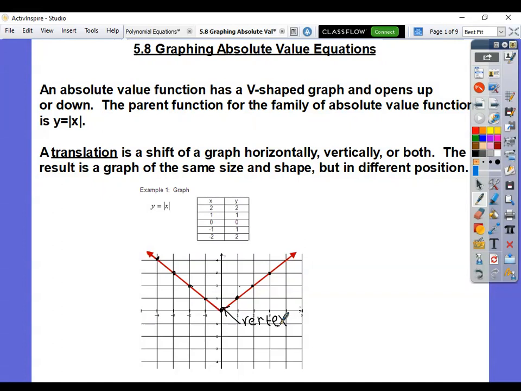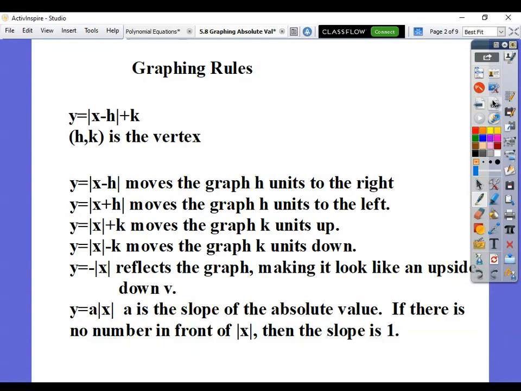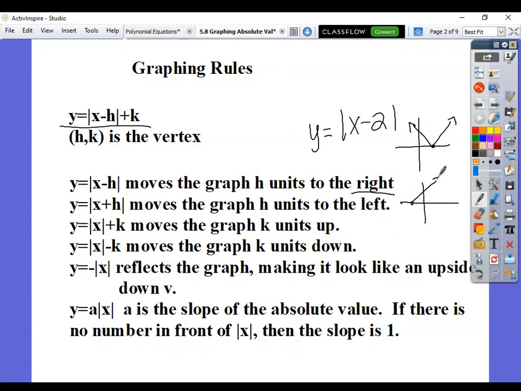On the next page, we're going to be looking at different shifts. So it could be horizontal, vertical, or both. And these are the graphing rules. This is the general equation for an absolute value. (h, k) is the vertex. Notice it's minus h. When it's minus, it moves the graph to the right. So if I had absolute value of x minus 2, that would move it 2 units to the right. So it looks something like this. If it was plus, it would move it to the left 2 units.